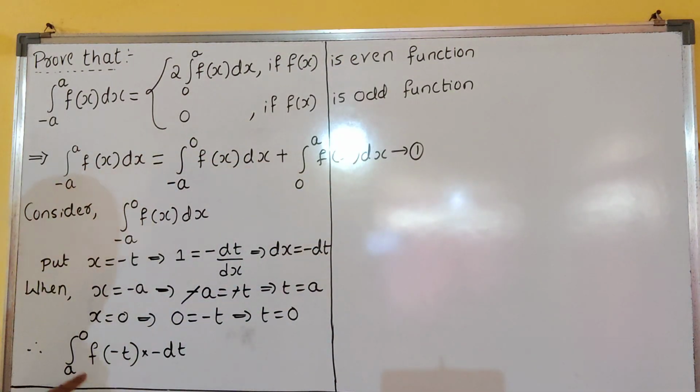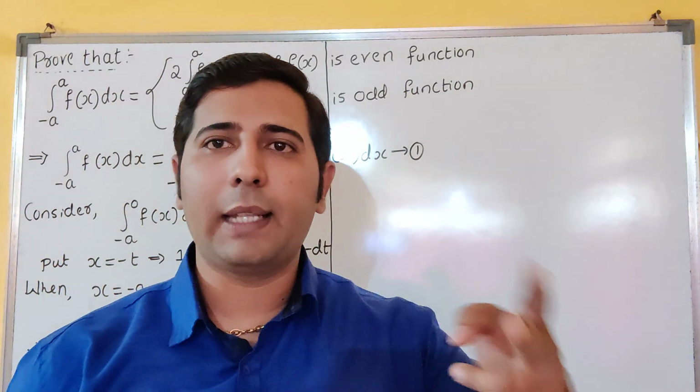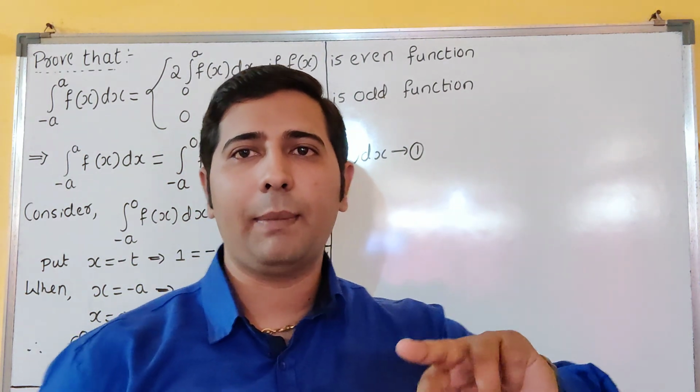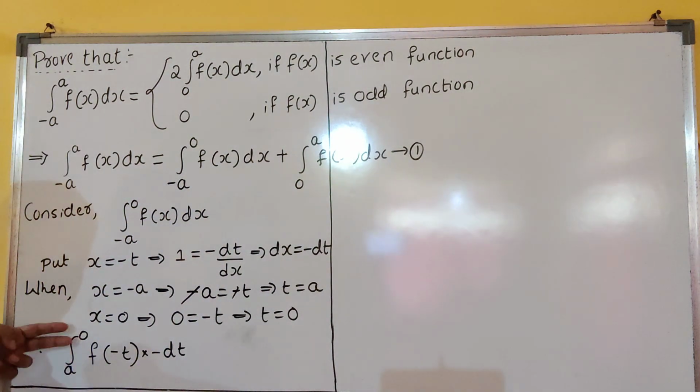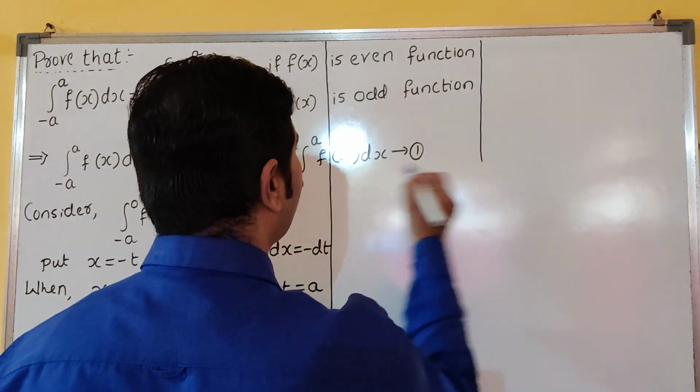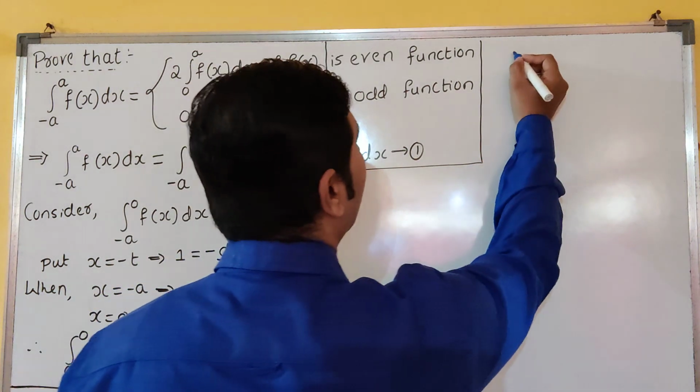So now see here. What will it become now? If you change the interval, the negative sign will become what? Positive. Positive will become negative. So I will interchange them. So a to 0, I will change to what? 0 to a. I will write here, students.